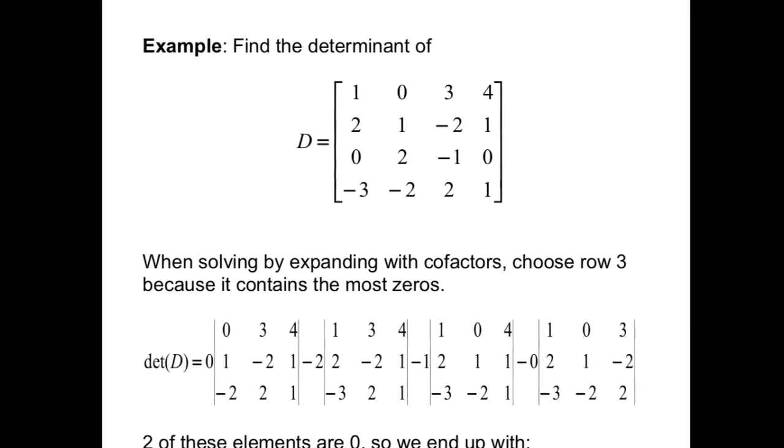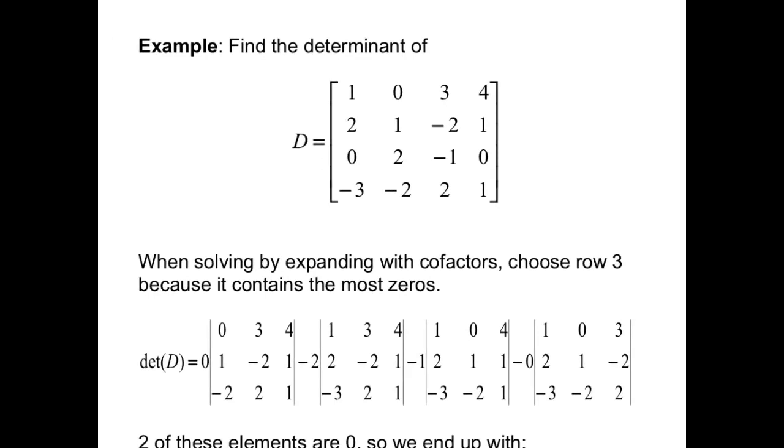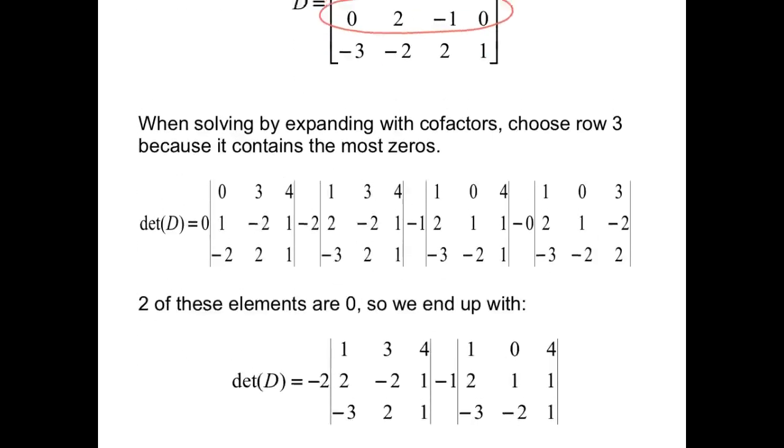Okay, I want to show you how this works with a 4x4 determinant. Now we can choose to expand this along any row or any column, but you would be wise to find a row or column with some zeros in it because it will make your calculations a lot easier. So let's look at what happens if we expand this along the third row.